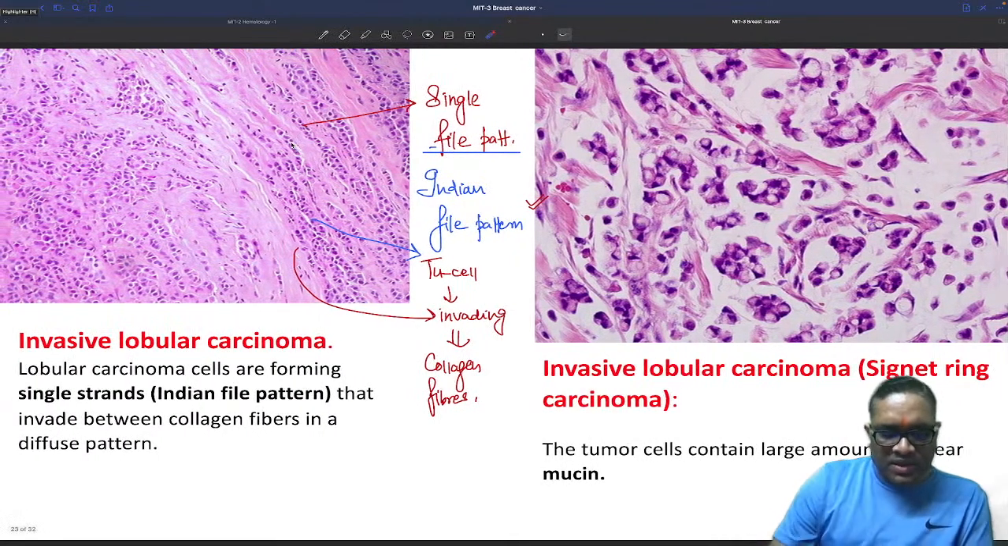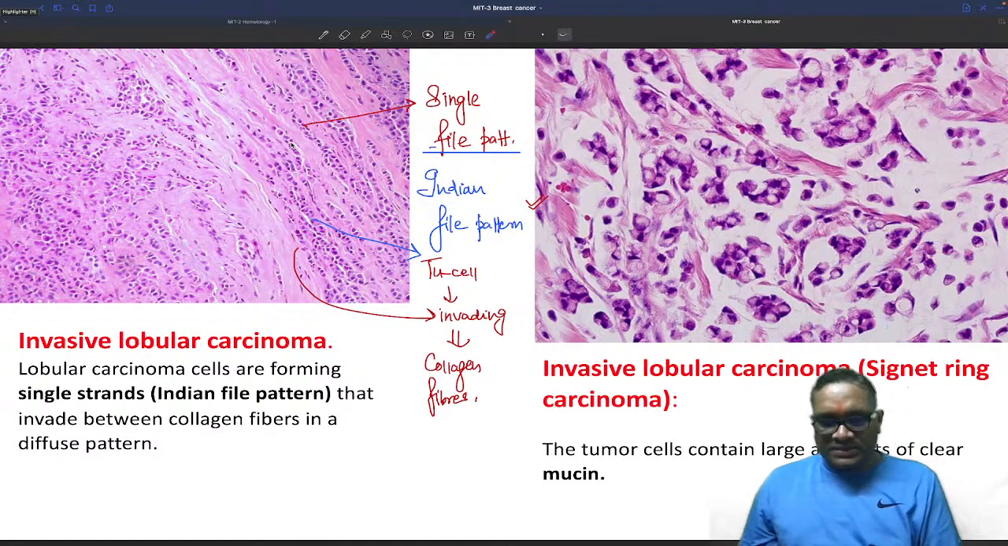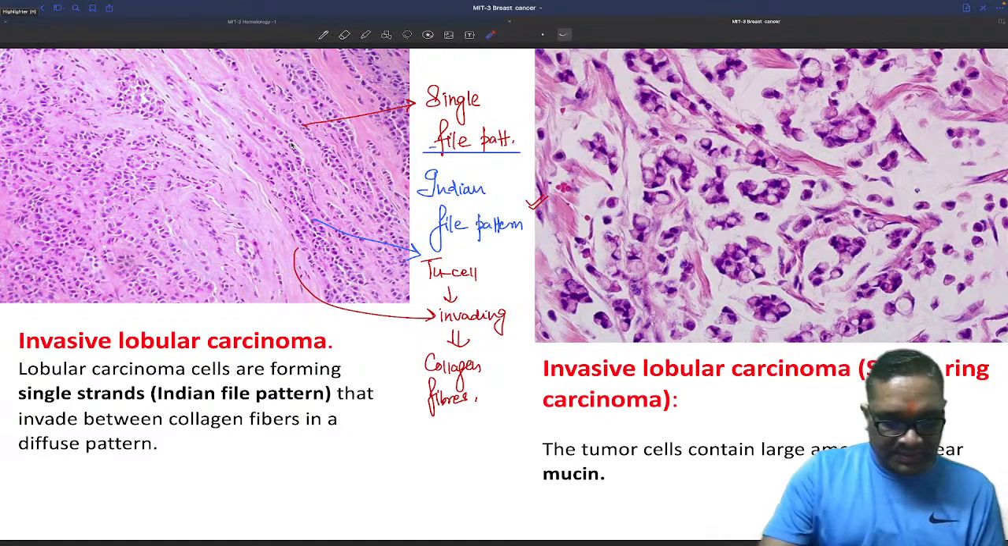Yes, it is the only one where you will not find calcification on mammographic examination. That is correct. Absolutely correct, Nitish.